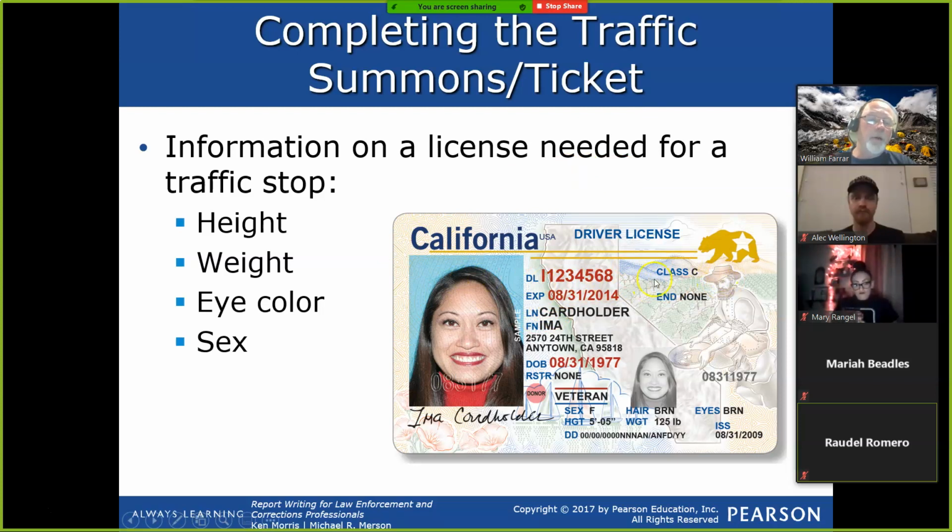So here's your driver's license number. Class C is for auto. Expiration, that would be when their license expires. There'd be their name, their address, their date of birth, any restrictions. Here they have the little donor dot. So if you were working a fatal traffic collision or something like that, if they had the donor dot, then they would be or could be a donor.